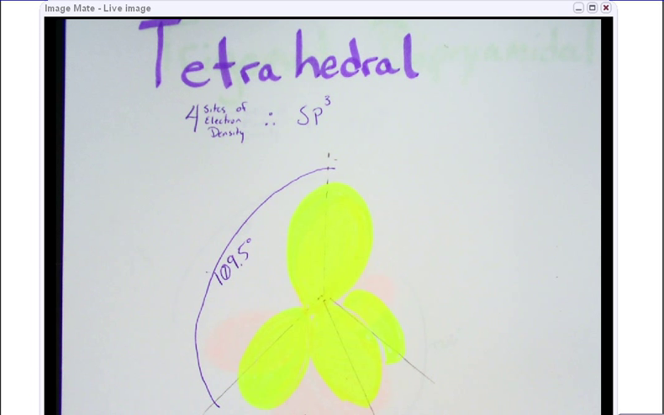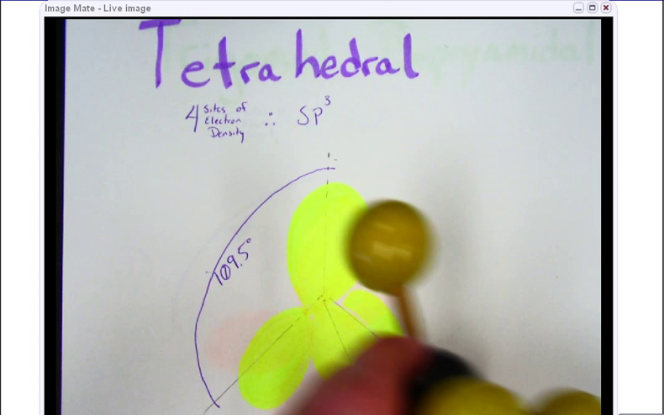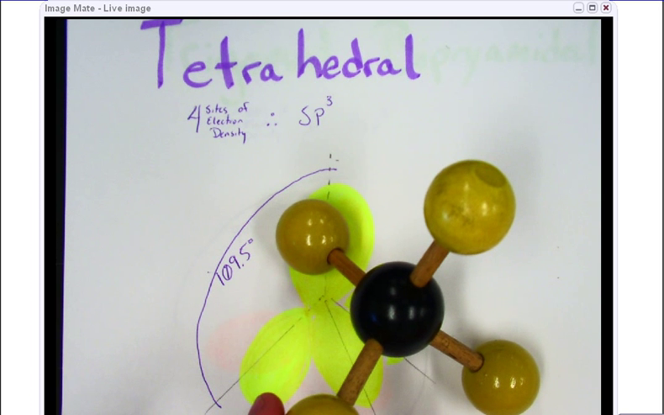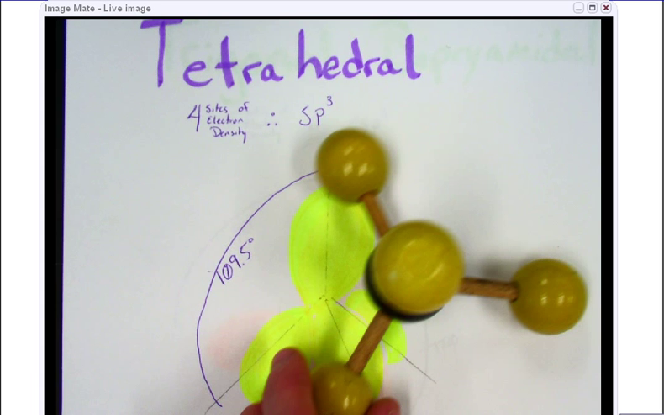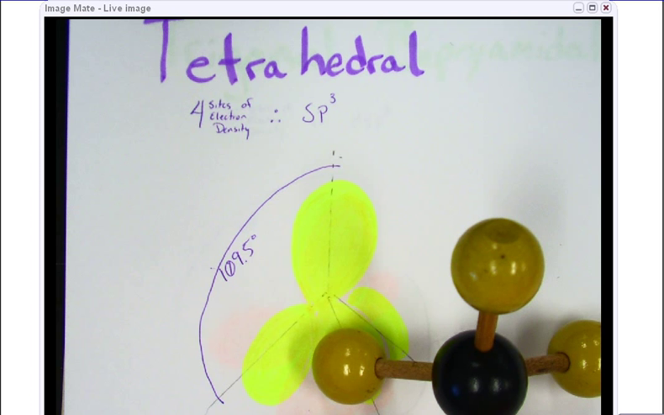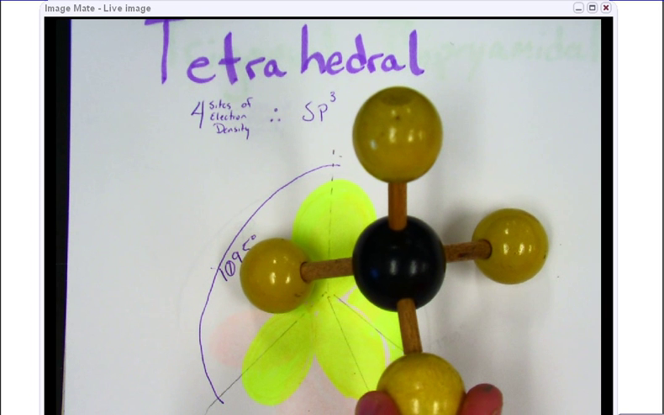When you have four sites of electron density, four bonds to the central atom, the electronic geometry is tetrahedral, and therefore for the hybridization you need four letters, so we'll grab all three P's and an S, that's four letters, so sp3 hybridized. And the bond angle becomes 109.5. This is the common tetrahedral shape, where you have three below and one above. I realize putting that directly under the camera is a bit of a mistake. Tetrahedral.